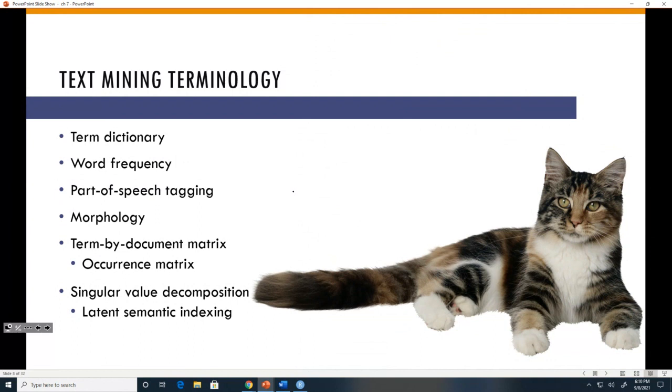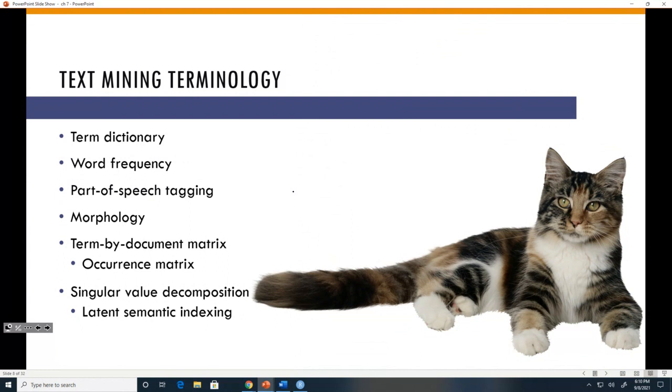Part of speech tagging refers to the process of marking up the words in a text to a part of speech, such as nouns, verbs, adjectives, or adverbs, based on definition and context. Morphology is the branch of linguistics and a part of natural language processing that looks at the internal structure of words.